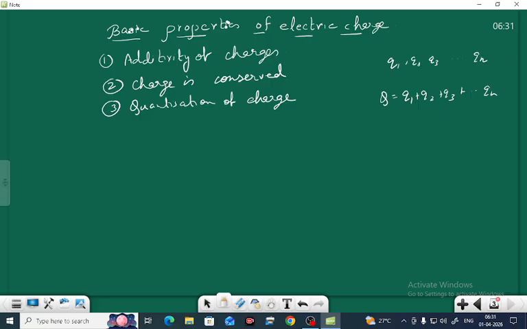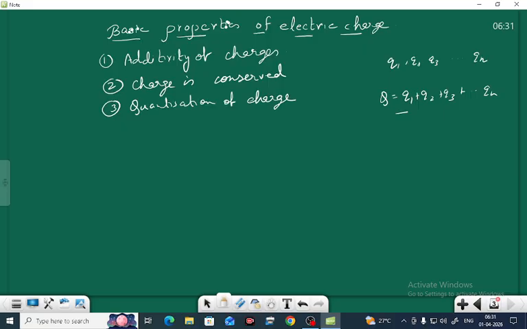However, there is one difference between mass and charge. Charge is similar to mass, but there is one difference. What is the difference? Mass cannot be negative, but charge can be negative. Charge can be either positive or negative. Proper signs have to be used while adding the charges in a system.